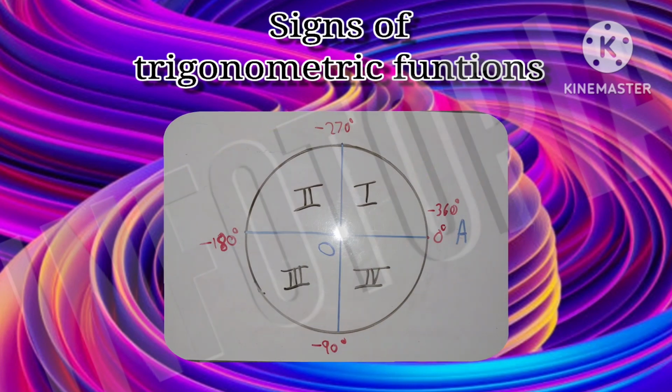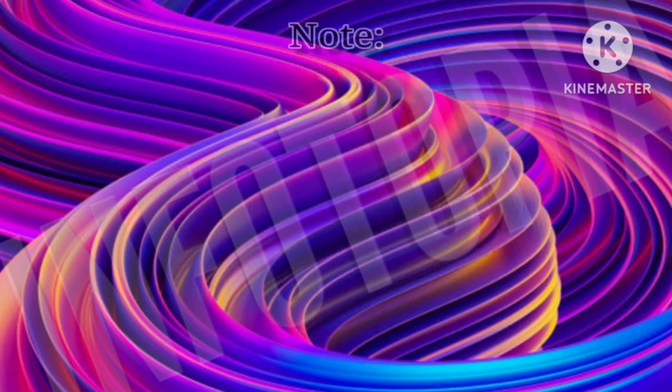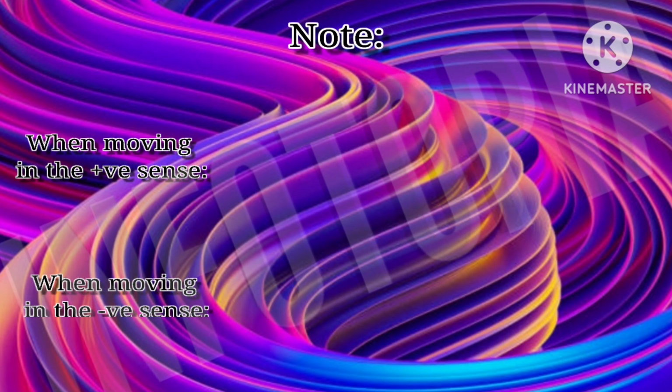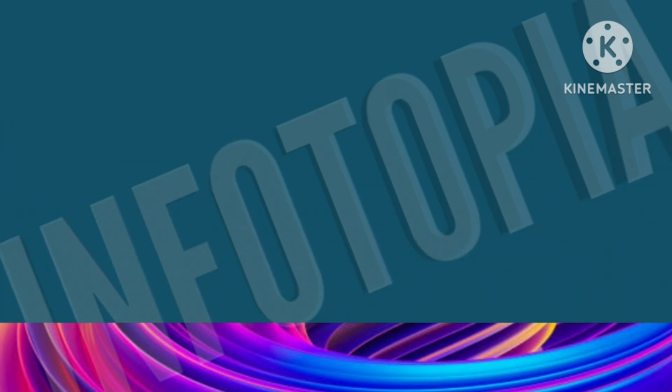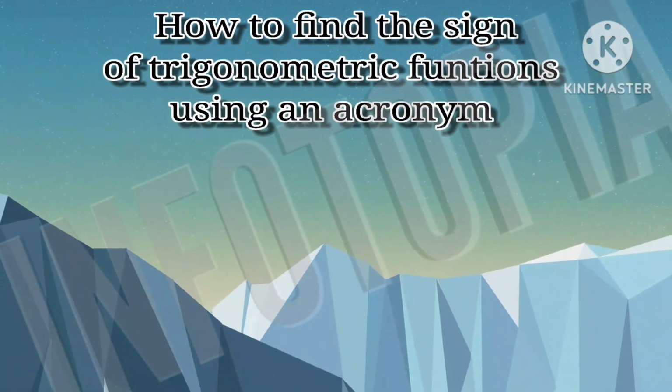We can, of course, move in the negative sense. Then, the boundaries for the fourth quadrant will be from -90 degrees to 0 degrees, and that of the third quadrant will be from -180 degrees to -90 degrees, and so on. Notice that in both the positive and the negative sense, when we state a boundary, the smaller angle is stated first.